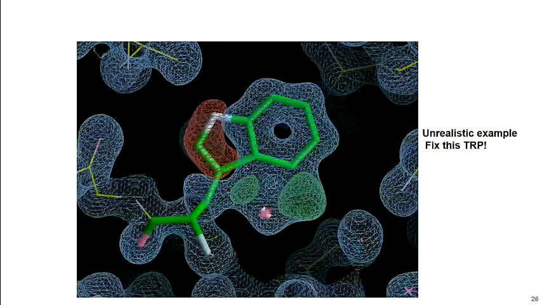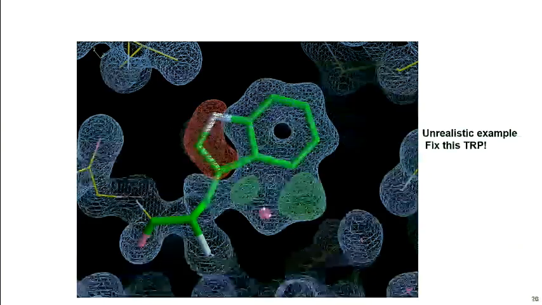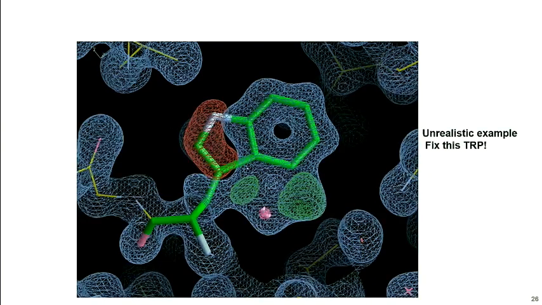And this is an example from Paul Emsley's website, which I think most of us could correct, that tryptophan, and work out that there is green electron density where the atoms should be and red electron density where they've been built wrongly. And somebody's put a water in which shouldn't have been there. So we're going to use this bootstrapping technique.